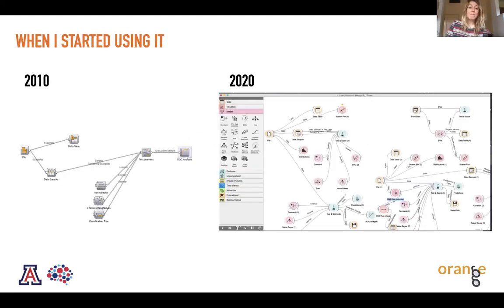I started using it in 2010 during my bachelor degree. And since then, it has changed a lot. As you can see, now we can do way more complex workflows and analyses. Since then, I've always been using it for pre-processing or to start visualizing my data and better understand what kind of deeper analysis to do. And I think that Orange is very useful for these things.